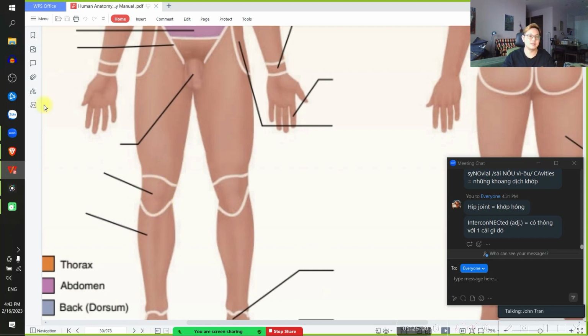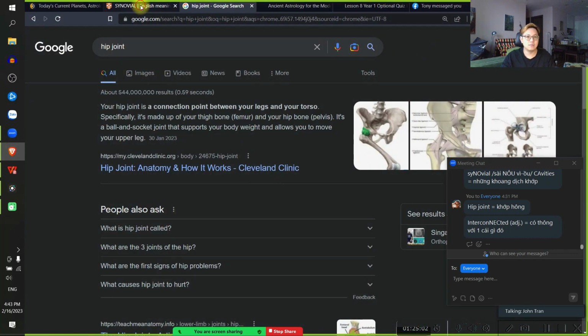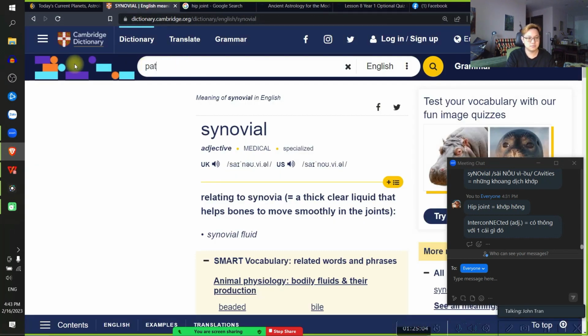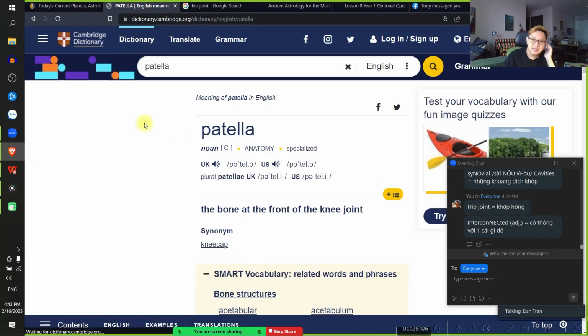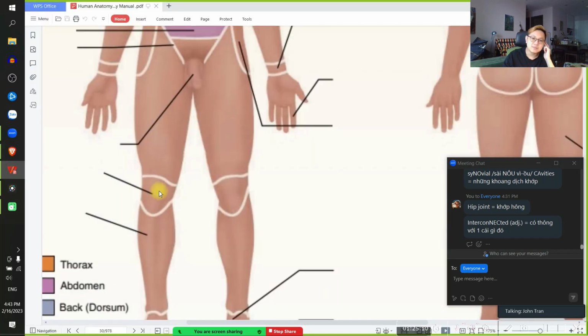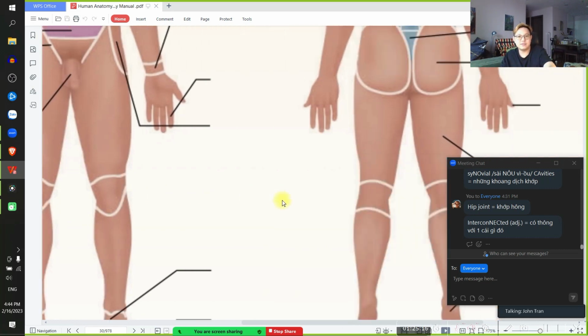Patella or patella, let me check. Yeah. Patella. Okay, the soft region behind the patella, what is it? What's the soft region after that patella?